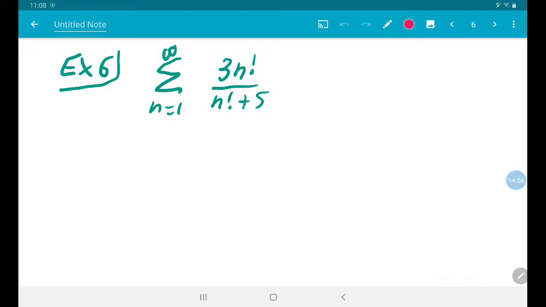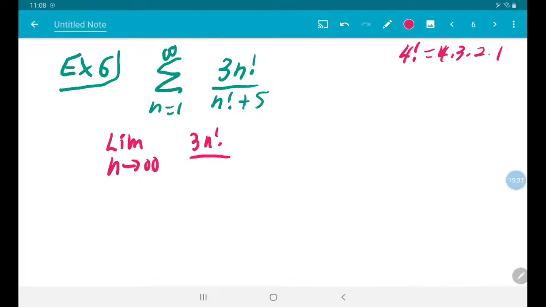Number 6, and please don't call that an exclamation point. That is factorial. Factorial in a nutshell basically means this. If I say 4 factorial, that means 4 times 3 times 2 times 1. You basically just take the integer itself and then multiply, reducing by one number each time until you get to 1. So here's the idea. I want to take the limit as n approaches infinity of 3n factorial over n factorial plus 5.